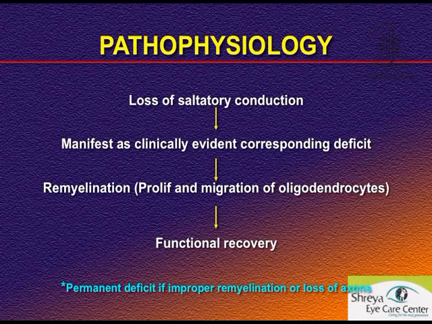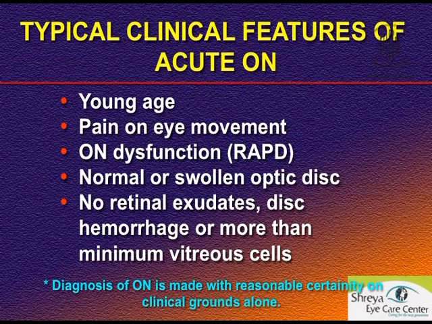Sometimes, with recurrent attacks, the remyelination becomes improper, and then you have a permanent loss of axons, which can lead to a permanent deficit, a visual deficit or a neurological deficit. Now, these are some of the typical features: young age, pain on eye movement, and a normal or swollen optic disc.